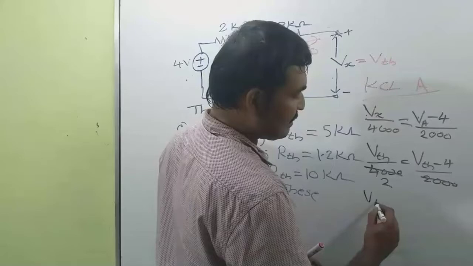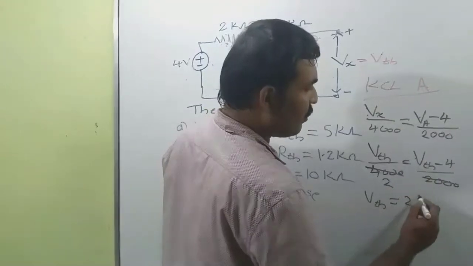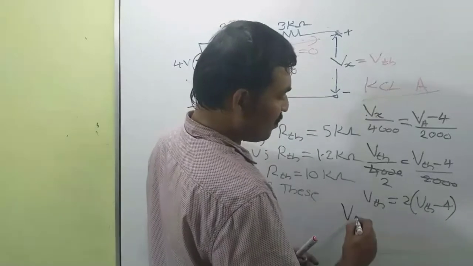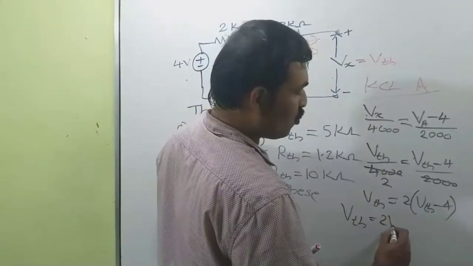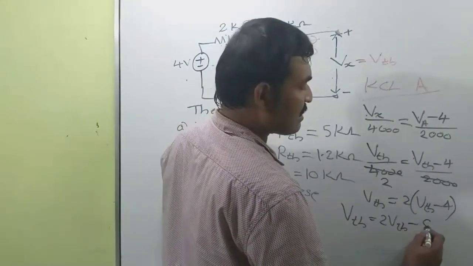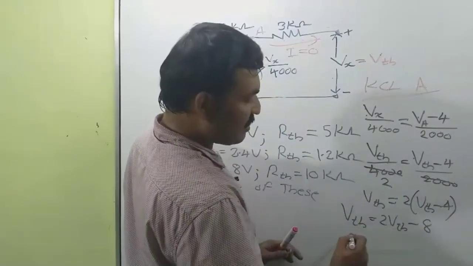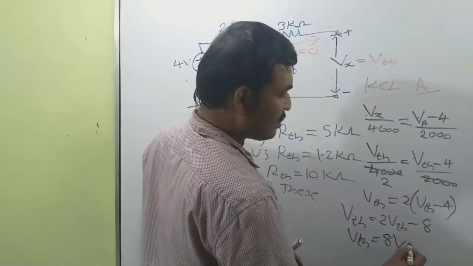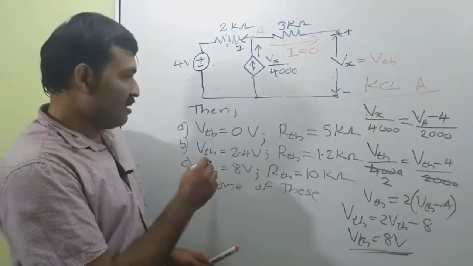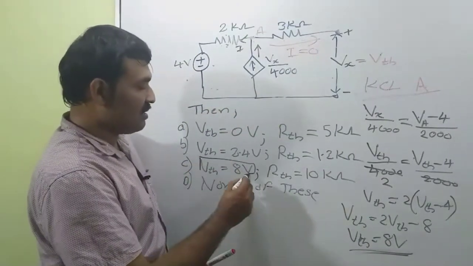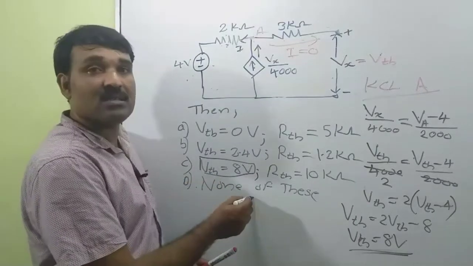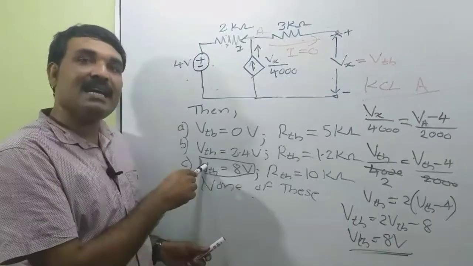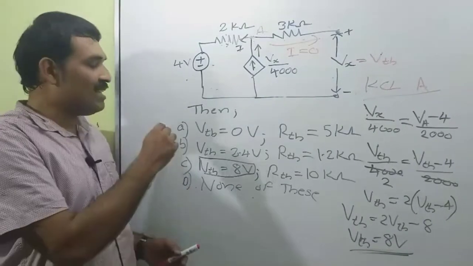So VTH is equal to 2 into VTH minus 4, or VTH is equal to 2 VTH minus 8, or we can write VTH is equal to 8 volt. So in this option VTH is 8 volt is here, but here there is an option none of this. So we need to check what is the value of RTH also. Option is either C or D. So we can eliminate A and B.